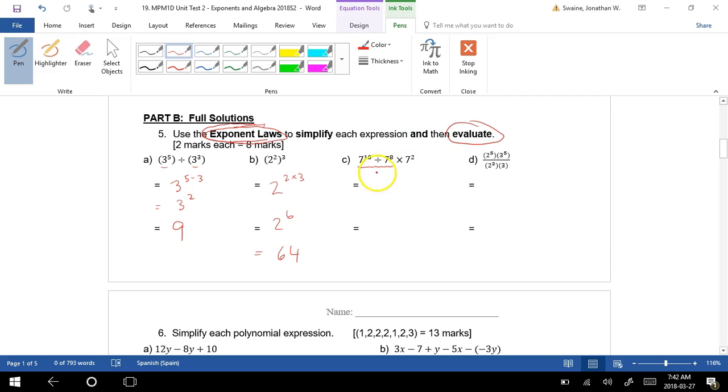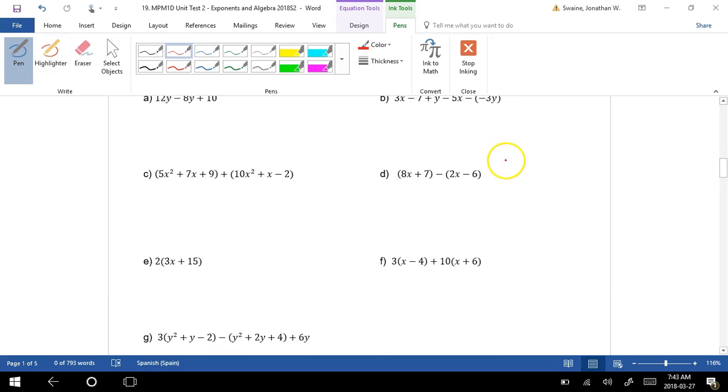When I do the division, I'm going to wind up subtracting the exponents. So I get 7 to the power of 2 multiplied by 7 to the power of 2. And then when I do this, I get 7 to the power of 4. And I really have to start doing these videos with a calculator in front of me. That is 2401, your final answer. So I'm simplifying and then I'm evaluating, using and showing that I know the exponent laws at the same time.